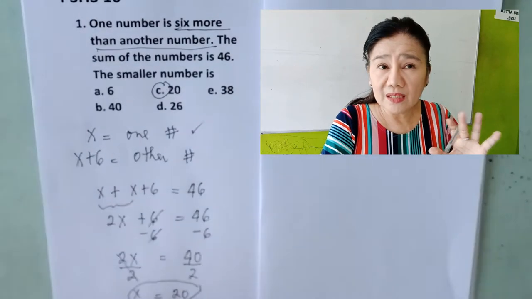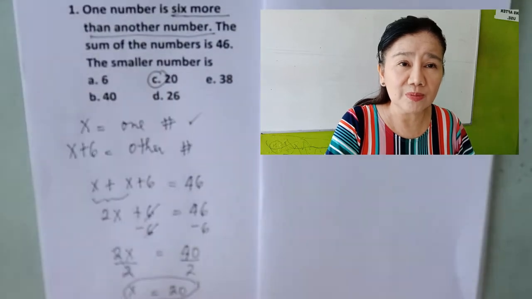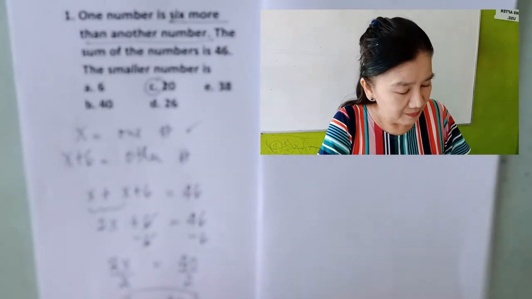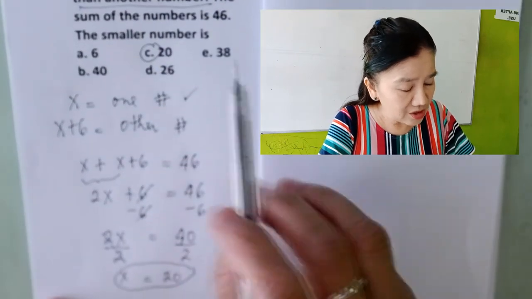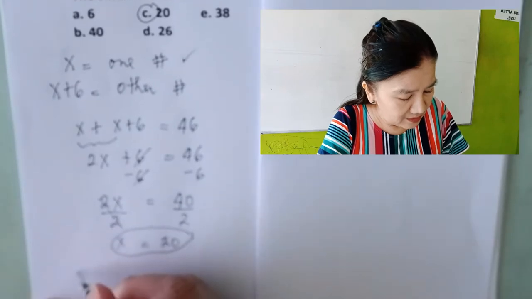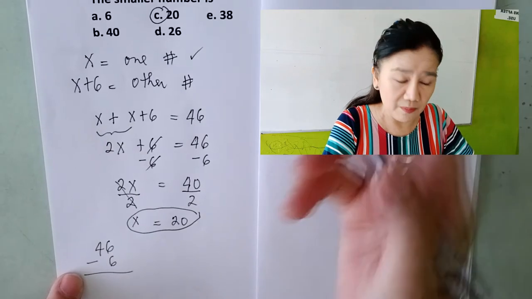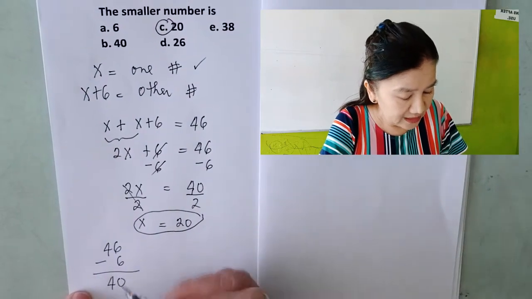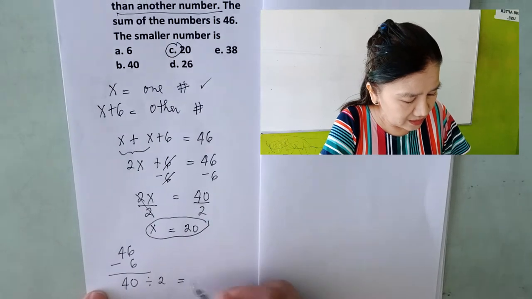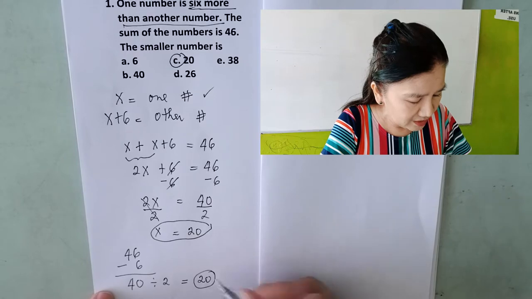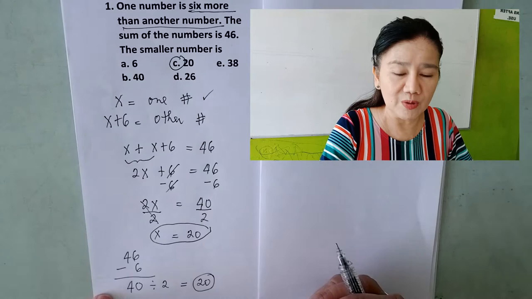Now, let us say you're not yet used to solving problems using algebra. You can use arithmetic. Since one number is 6 more than another number and the sum is 46, using arithmetic, you just subtract 6 from the sum, so that will give you 40. And since there are two numbers involved, you just divide this by 2, and that will give you 20, the smaller number. So you choose whatever you want to use, it will be okay.